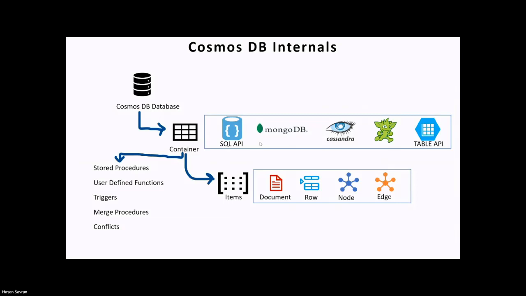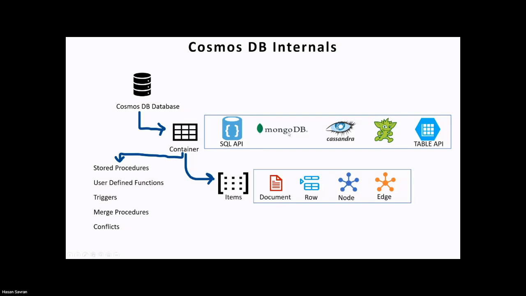Triggers are tricky, and many people think that they are like SQL Server. Well, triggers here, you have to fire them yourself. They won't get fired automatically like SQL Server. There are two types of triggers: the pre and the post. And you have to fire them manually from the SDK. As for merge procedures and conflicts, I explained those: whenever a conflict happens, your stored procedure runs and tries to fix the conflict.